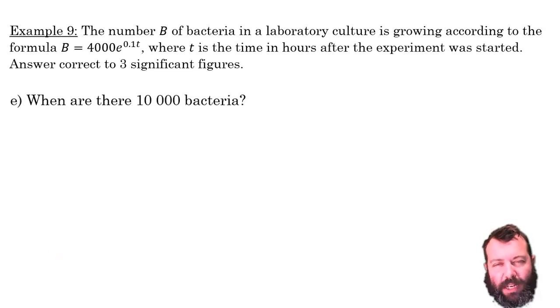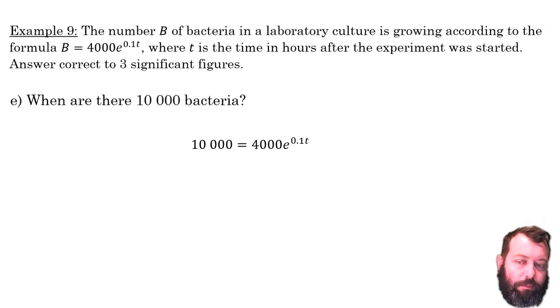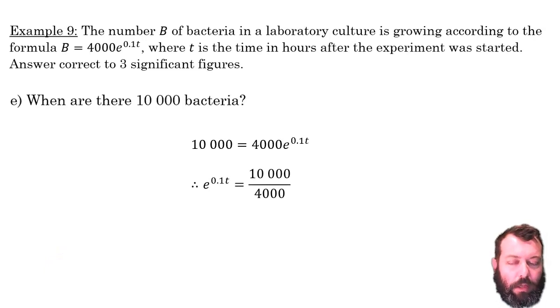Now, we're nearly done here, I think. When are there 10,000 bacteria? So that means that B equals 10,000. We substitute that in. 10,000 equals 4,000 e^(0.1t). I need to make t the subject. That's how we solve that. I'm going to divide both sides by 4,000, which means that e^(0.1t) equals 2.5.